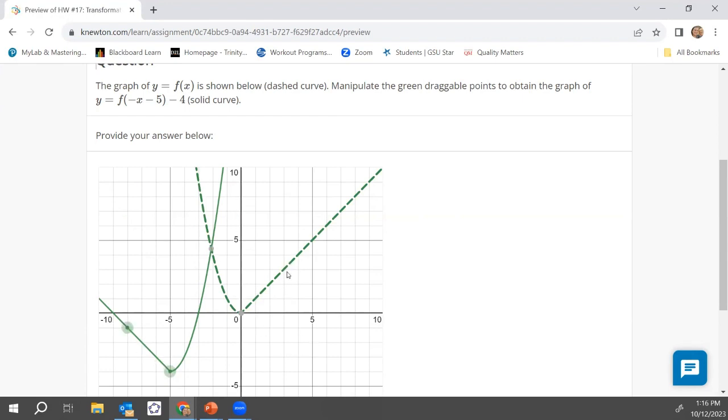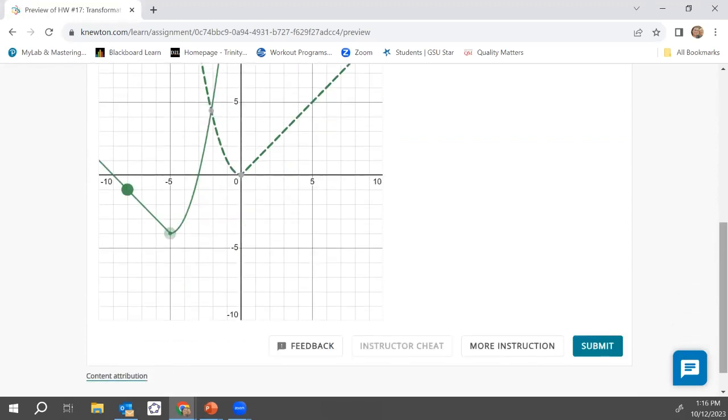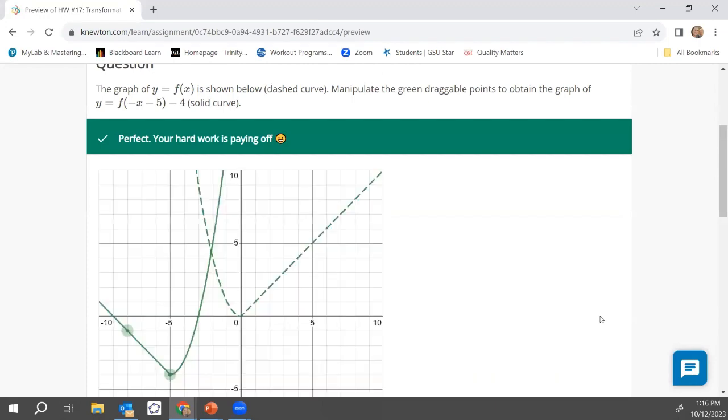So you can pick any point here. So let's say we pick 3, 3. We flip it over the y-axis. That's going to go to negative 3 over here. Then go left 5, 1, 2, 3, 4, 5, down 4, 1, 2, 3, 4. My point is correct. And I'm good to go.